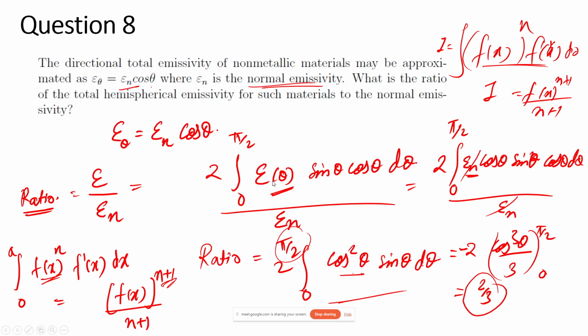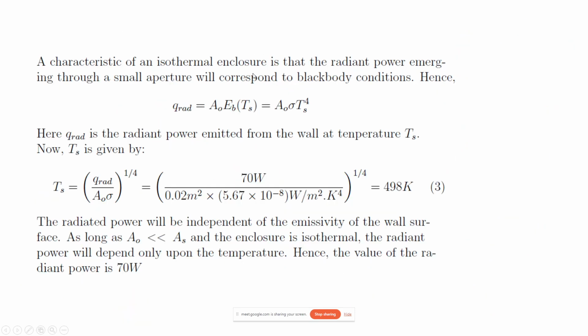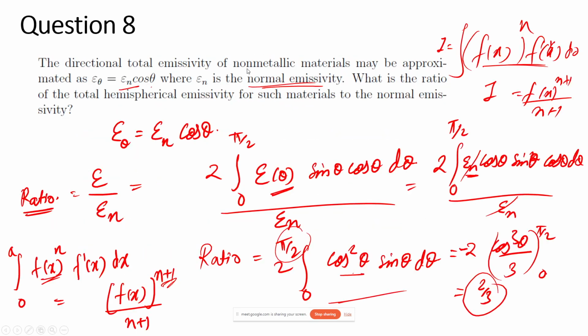So yes, the same concept we have to use in the assignment question. That is how I know this formula. It is nothing but 2 times the integration of 0 to pi by 2 of epsilon theta sine theta cos theta d theta, and this formula will come from that equation that we already saw previously. I don't know the exact derivation, but I know that it comes from that formula only.